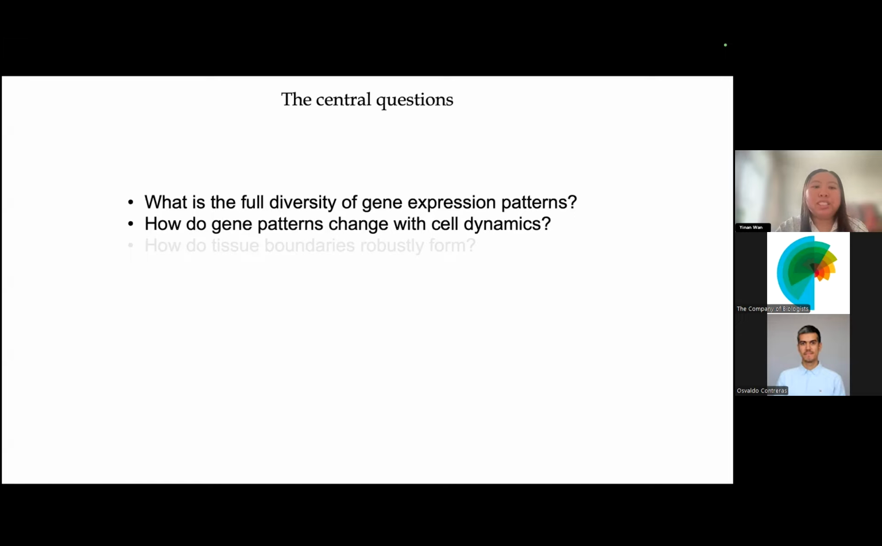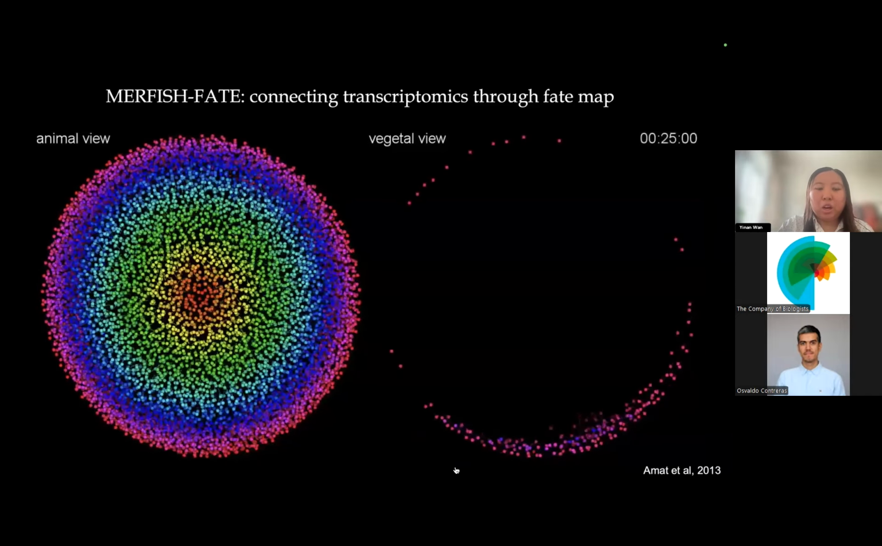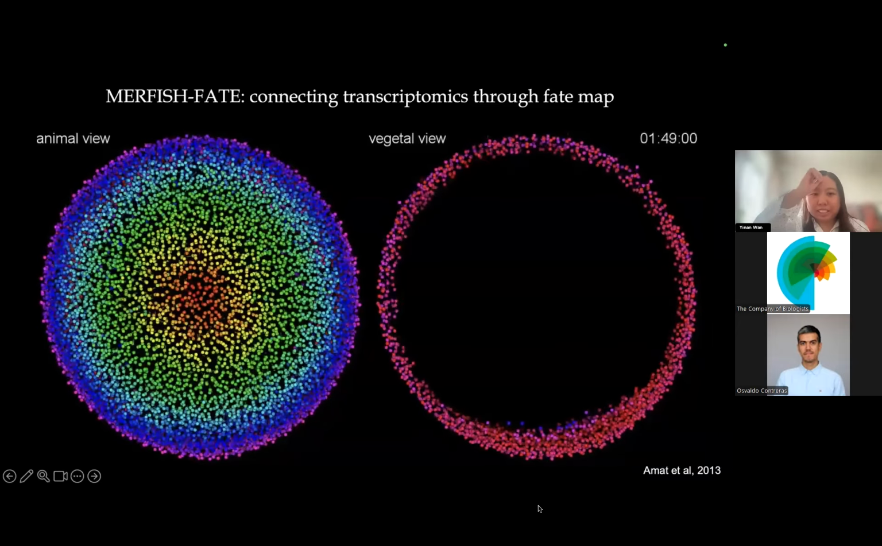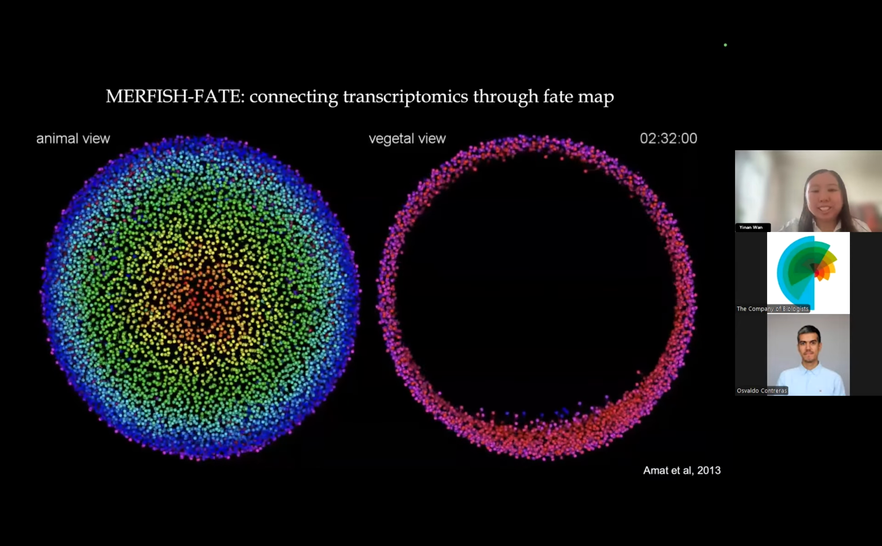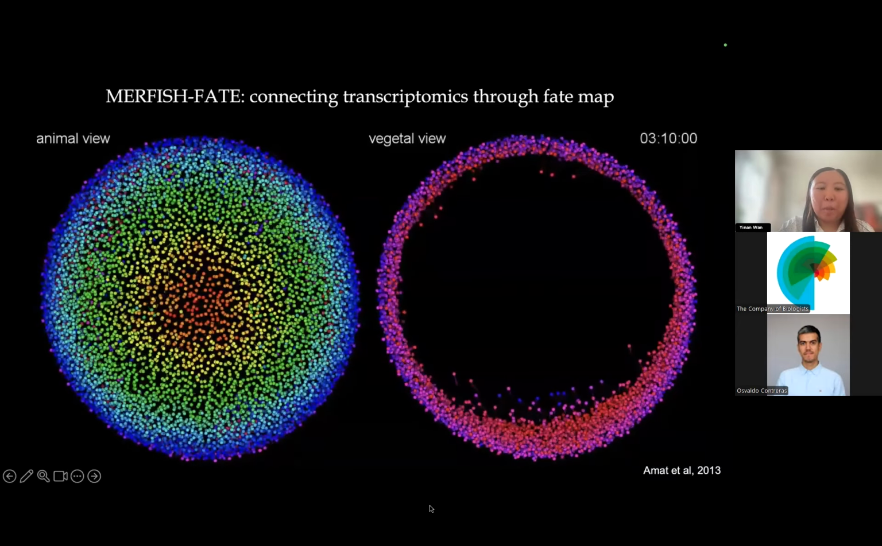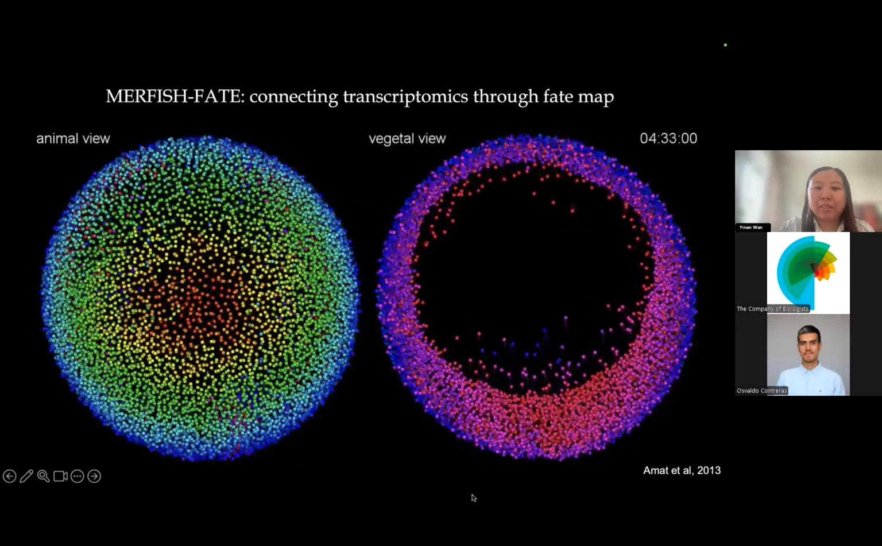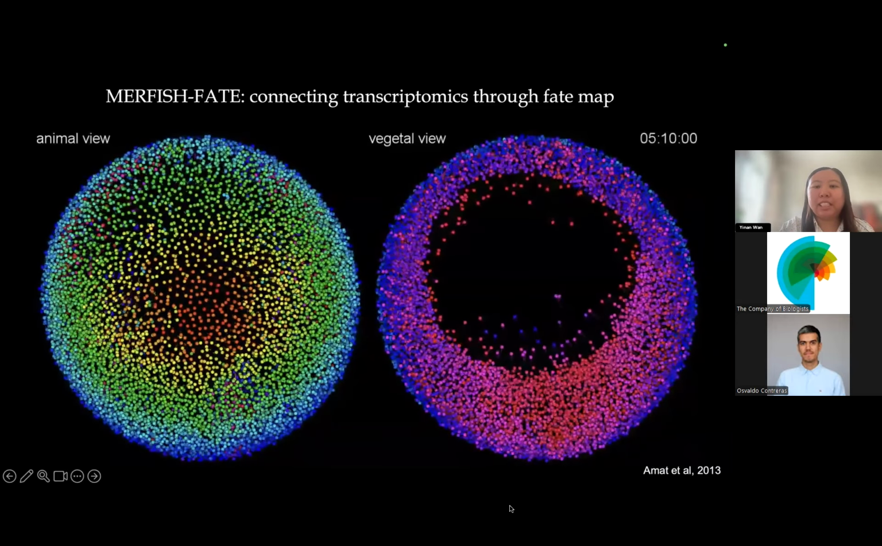The first question I want to answer is how do gene patterns change with cell dynamics? For this, we utilized an in toto imaging data set that was acquired more than 10 years ago. And we try to use the fate map offered by these live imaging data sets to connect the stages.